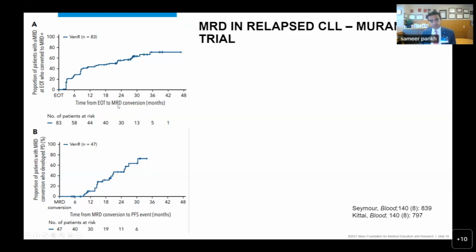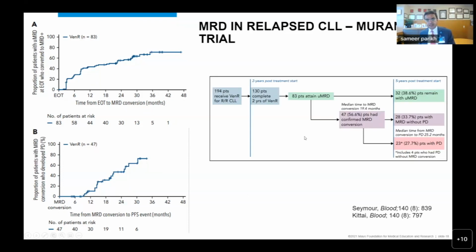However, we all know that in CLL, the mere presence of MRD does not mean that a patient needs to be treated. I think it really is the time from MRD conversion to progression-free survival and actually needing therapy, and that's shown here in the bottom left curve.